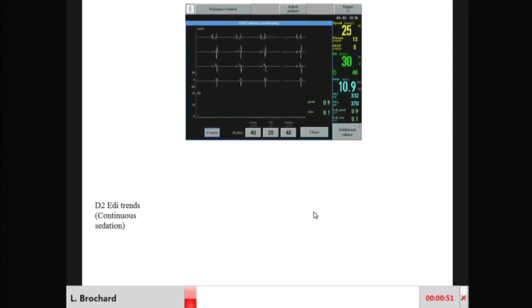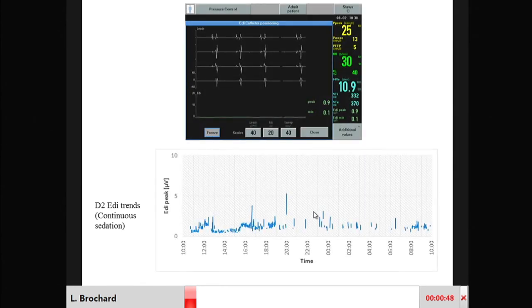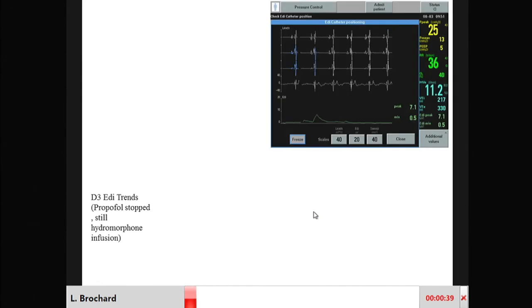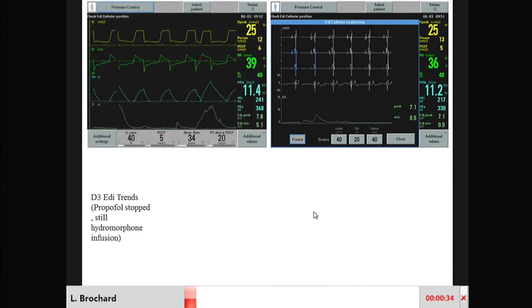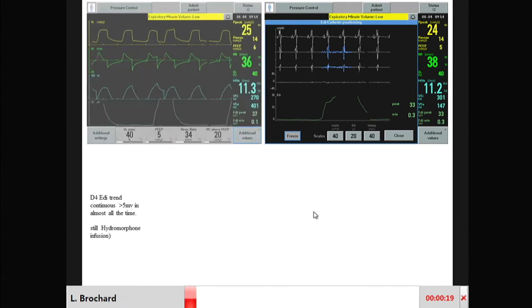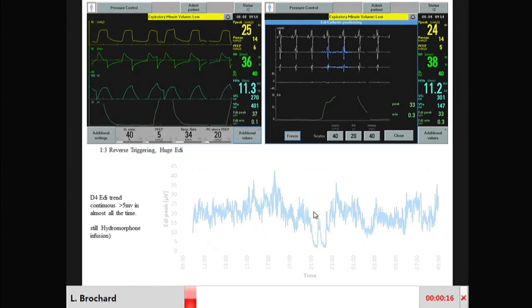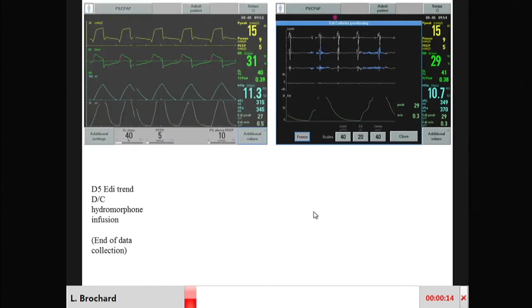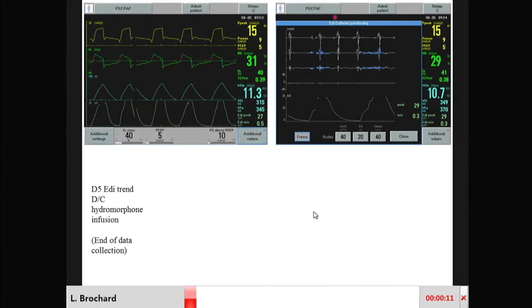On day 2, still no activity. The patient is still sedated and has opioids. So a classical patient admitted for acute respiratory failure. On day 3, propofol has been stopped. The patient is still on some opioid infusion. You see some weird tracing, which probably has been recognized by some of you as being reverse triggering. So this is why the EDI peak is increasing. On day 4, it's still some reverse triggering. And it's only on day 5 that these patients started to have, let's say, normal respiratory muscle activity.